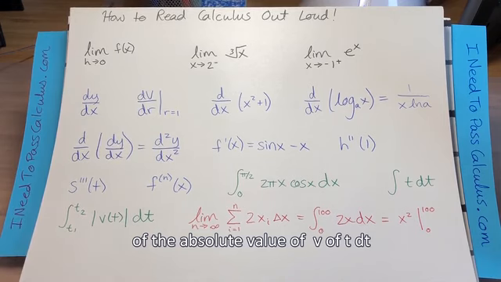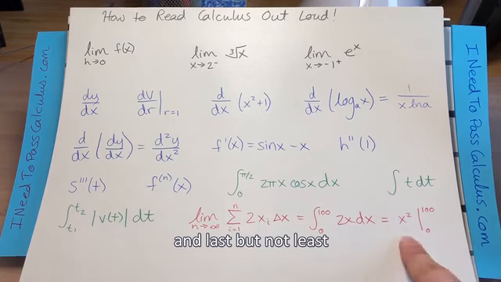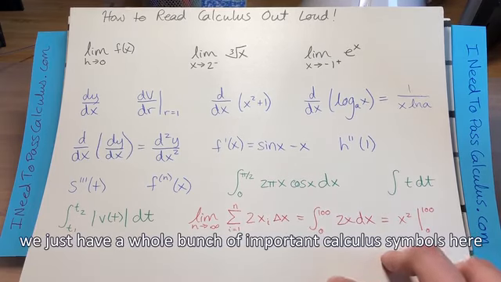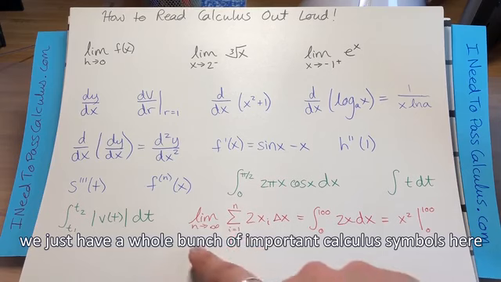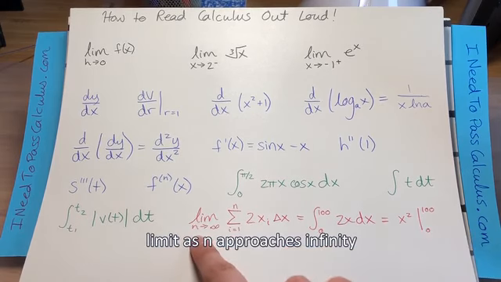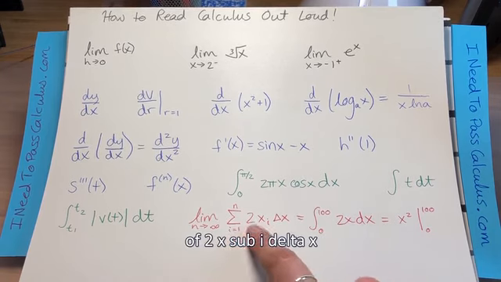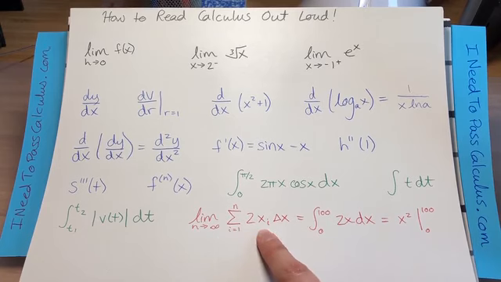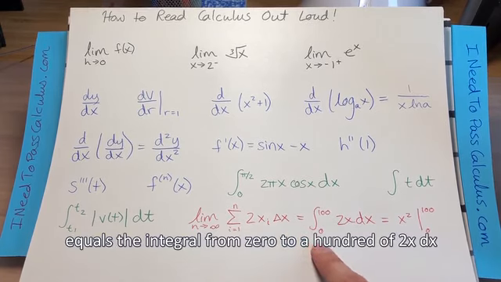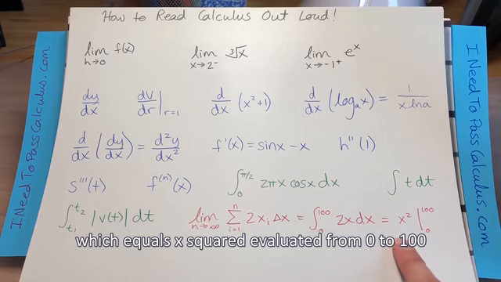And last but not least, we just have a whole bunch of important calculus symbols here. Limit as n approaches infinity of the sum from i equals 1 to n of 2x sub i delta x equals the integral from 0 to 100 of 2x dx, which equals x squared evaluated from 0 to 100.